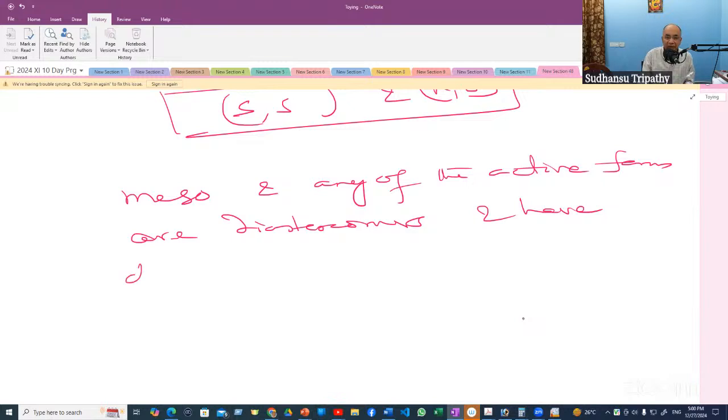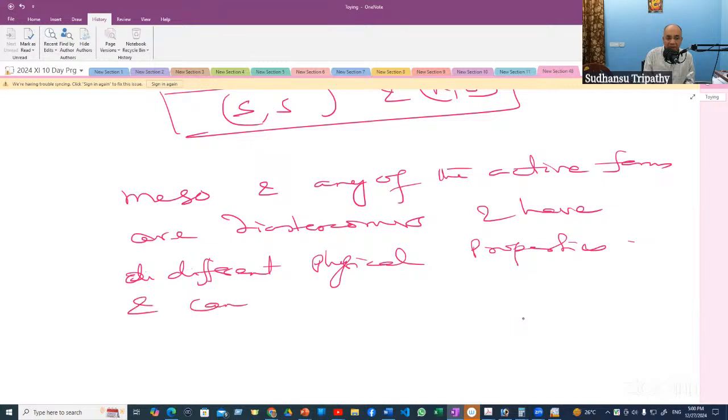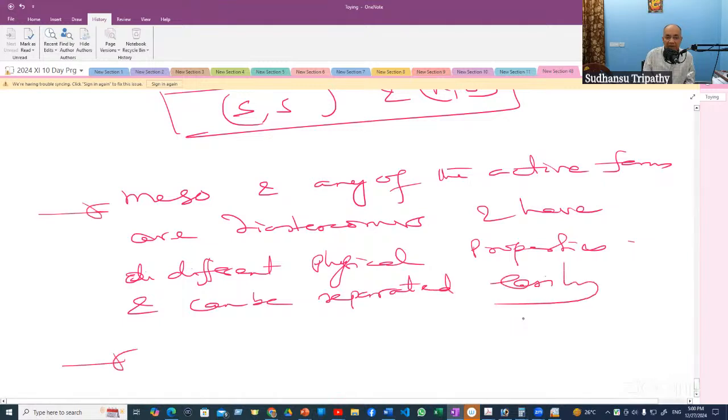Diastereomers have different physical properties and can be separated easily. RR and SS, they are enantiomers.